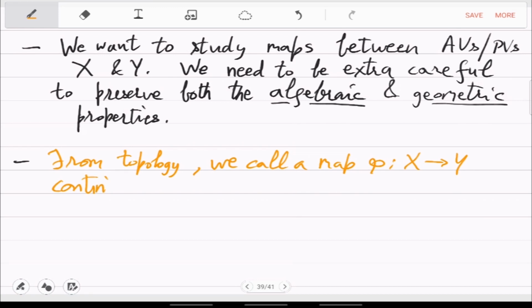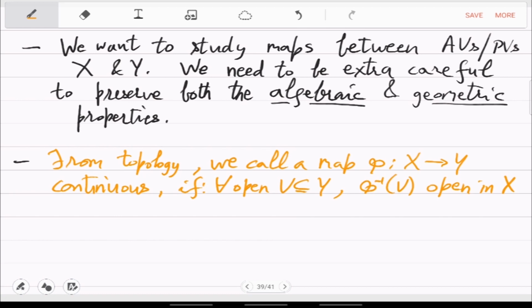continuous if for every open subset of Y, so we are looking at the range, right? So there, any open neighborhood, what should happen with respect to phi? Look at the pre-image, that should be open. So phi inverse V is open in X. Okay, so you want this property. Every open in the pre-image should be open. Then we call a map continuous.